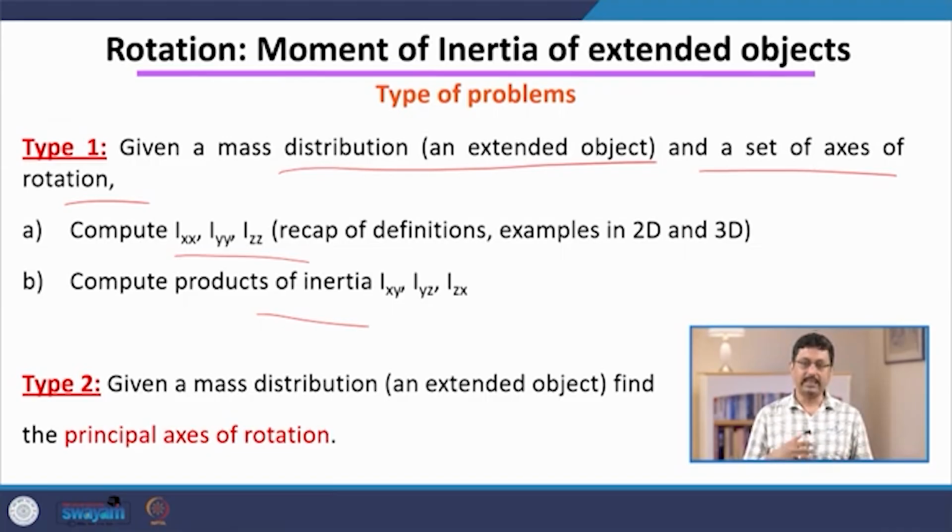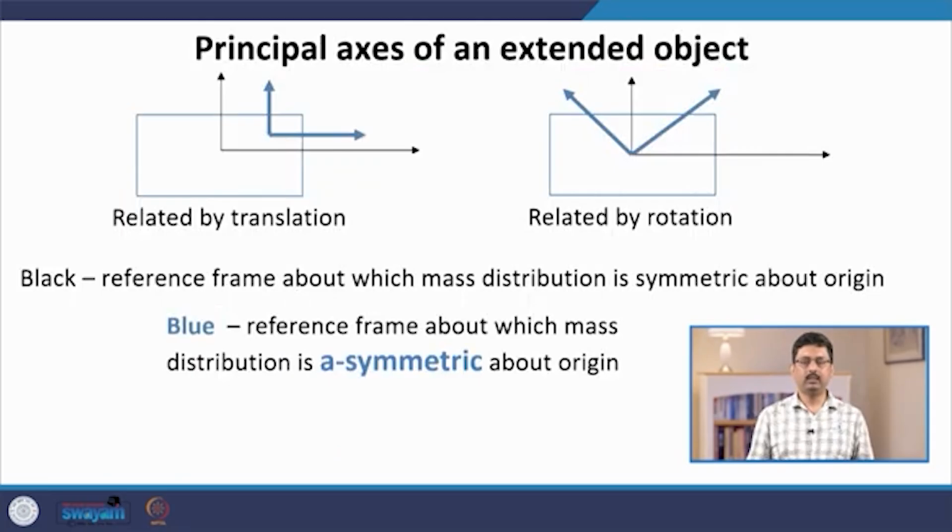We also generalized the moment of inertia, and we now know that we do not have to take only the axis of rotation or only the origin at the center of mass. We can put the origin at an arbitrary location and choose arbitrary axes of the coordinate system, and even then we are now able to calculate the components of moment of inertia. Today our goal is to look at the second type of problem, which is, given a mass distribution of an extended object, find the principal axis of rotation. So, let us start by understanding what this principal axis of an extended object is.